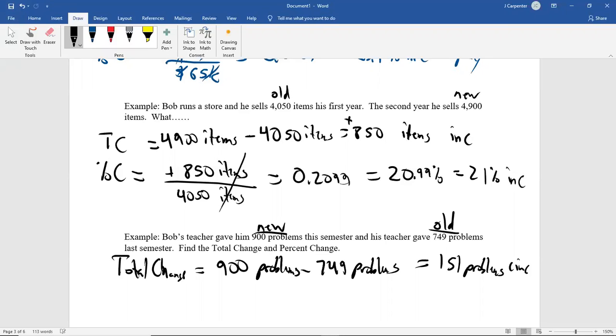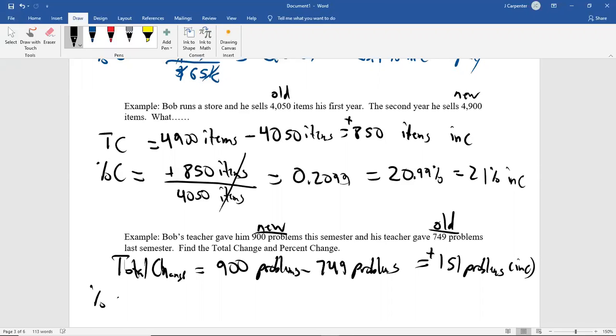And that would have been an increase since this is a positive value. So again, if you did this wrong, you'd think that the teacher gave him 151 fewer problems this year. But again, that's because you would have done the problem backwards. You would have done old minus new because you got comfortable in patterns and didn't pay attention to the details.